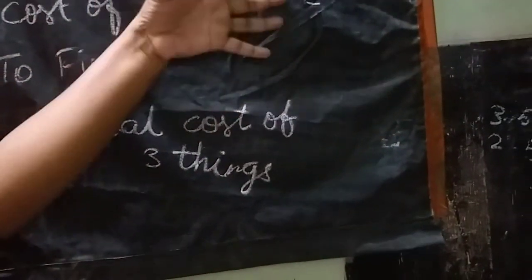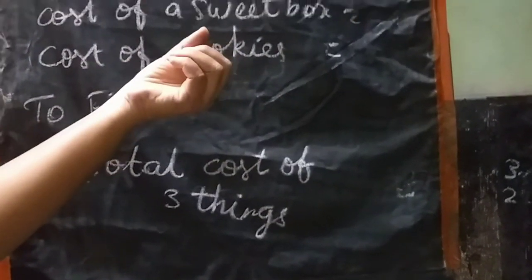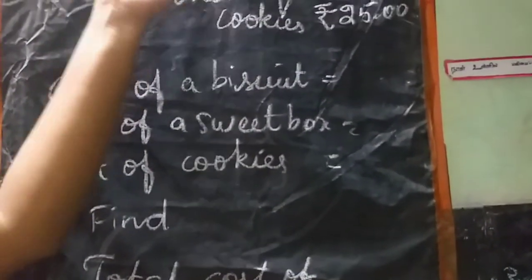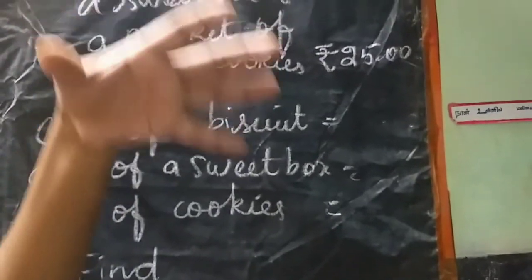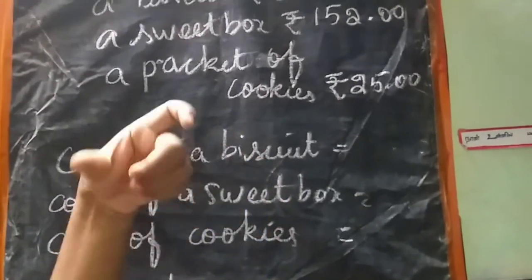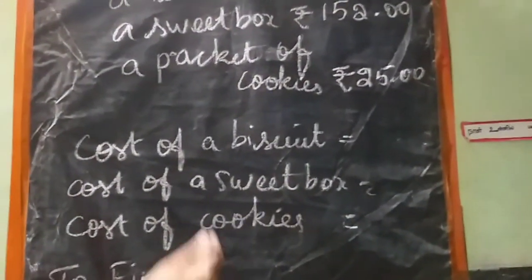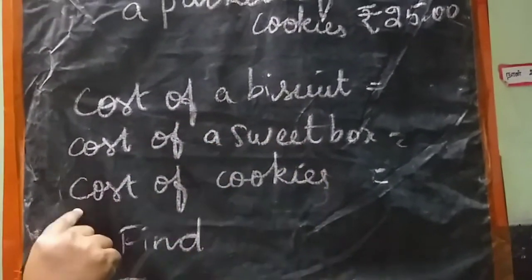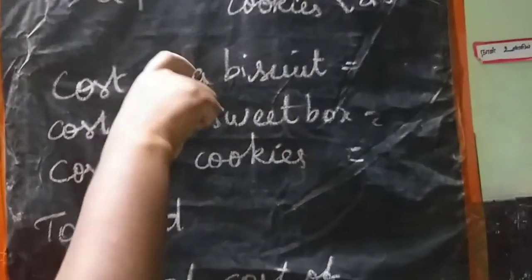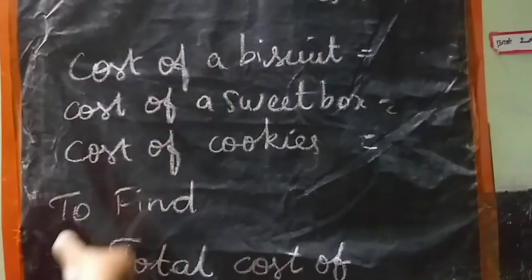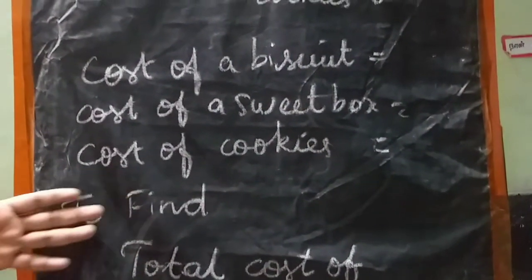So, mummy, this is a biscuit packet, so many rupees. Sweet box, so many rupees. Cookies, so many rupees. So, how much is the total expense, we say like that. So many rupees, so many things, we say that, and that is what in English is cost of a biscuit, cost of a sweet box, cost of cookies. Okay. This is in English. Okay, have you understood?